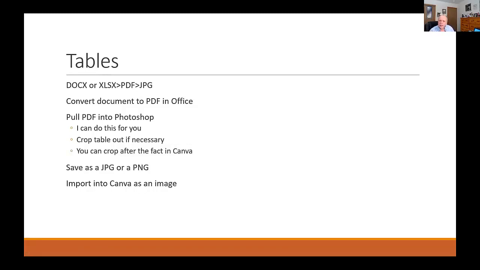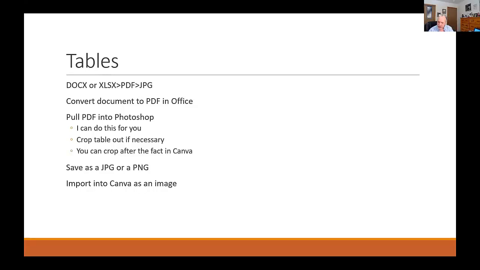So you could use GIMP. There are a number of other tools you could find online. The way I like to use is Photoshop. And I realize a lot of you don't have Photoshop or aren't comfortable working with Photoshop because the learning curve can be so steep. However, it's fairly easy to do in Photoshop. And next month, I'll show you how to do that. And I'm more than happy to do it for you at any time. So what you do, you take the document, after you've turned it into a PDF in Microsoft Office, you pull it into Photoshop, you crop the table out if necessary.